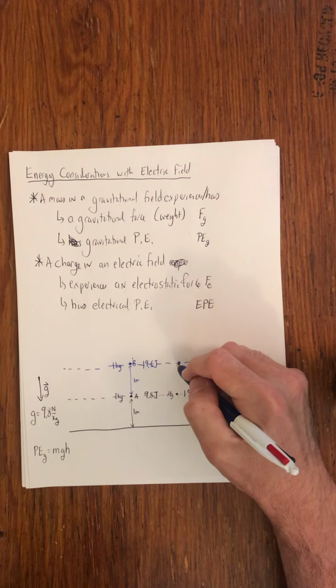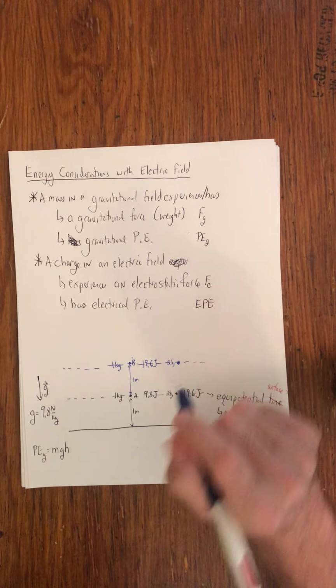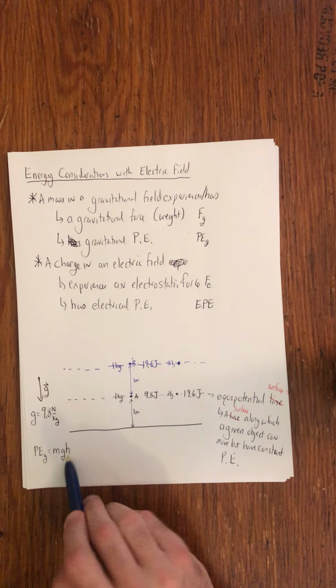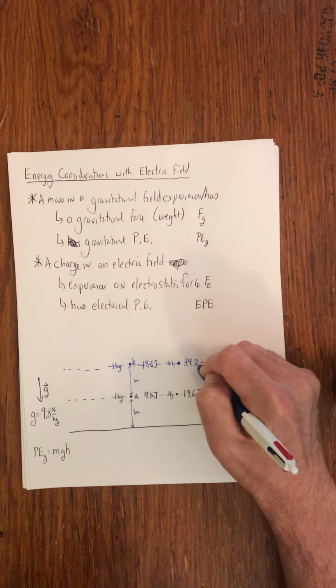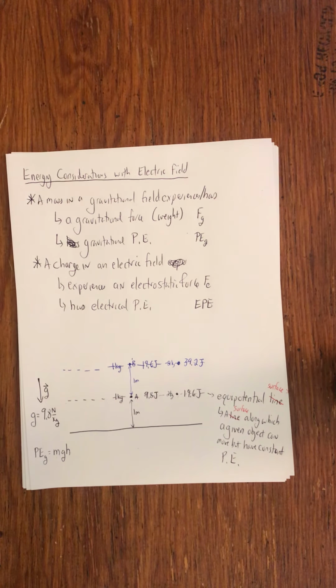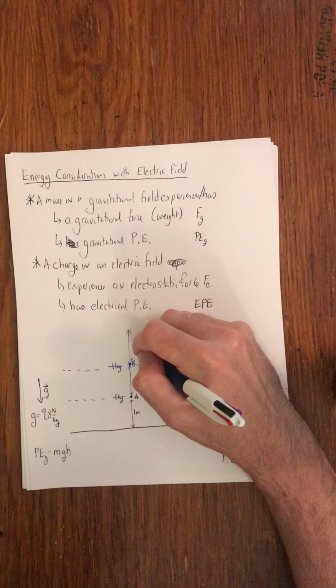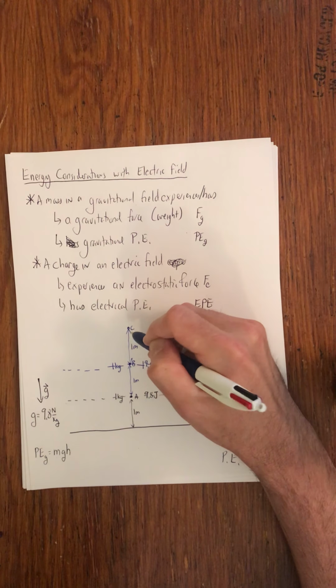But let's talk about our 2 kilogram mass. The 2 kilogram mass at this position would have 2 kilograms times 9.8 newtons per kilogram times 2 meters, or 2 joules. All right, and hopefully you see where I'm going here. I've got 1 meter up again. We're going to call this position C.